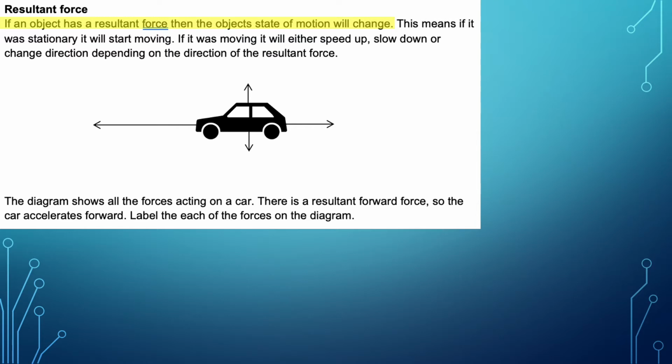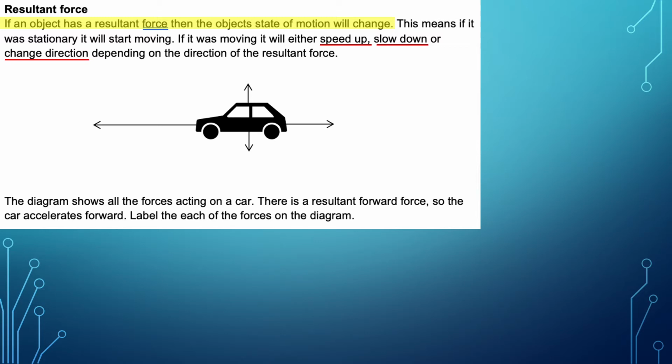Okay. Now, if you don't remember, resultant force is basically if you combine all the forces that are acting on one object and it comes out to one definitive force or one definitive arrow. Okay, so this means that if something was stationary, it's going to start moving, and if it's moving, it's going to either speed up, slow down, or change direction depending on the direction of the resultant force.